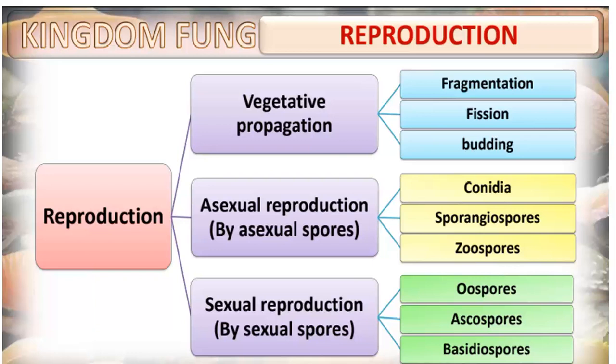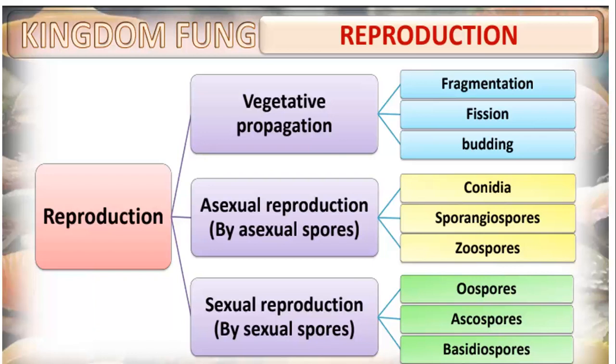So, asexual spores are conidia, sporangiospores, and zoospores. We will come to this later. Sexual reproduction is also by producing spores. There are three types of spores: zygospores, ascospores, and basidiospores.